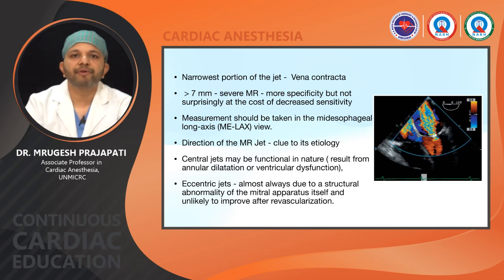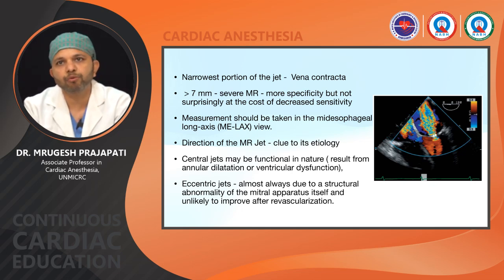The direction of the MR jet will give a clue to its etiology. A central jet may be functional in nature, resulting from annular dilatation or ventricular dysfunction, and an eccentric jet is almost always due to a structural abnormality of the mitral apparatus itself and unlikely to improve after revascularization.